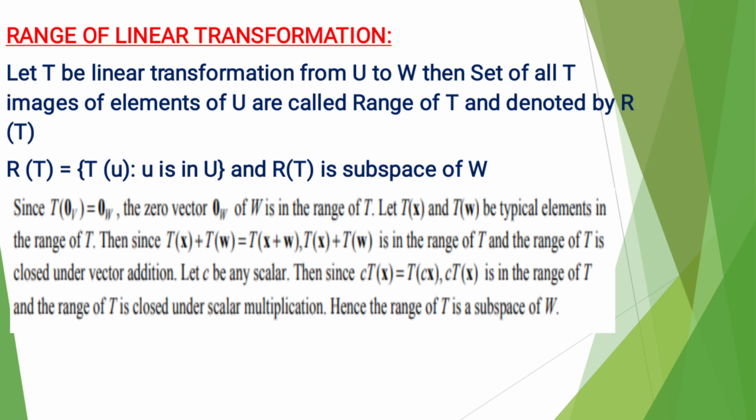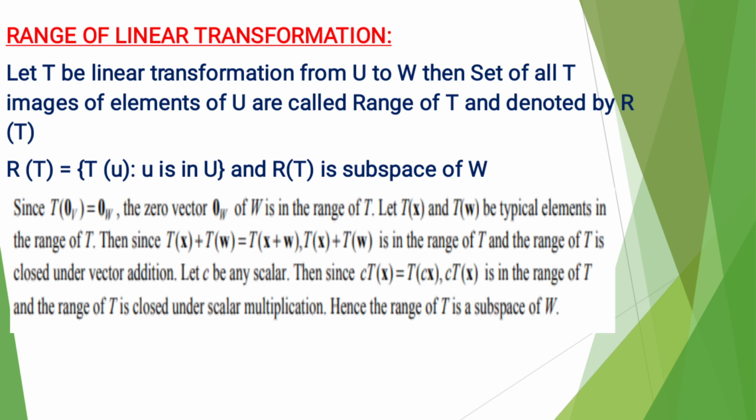Then the set of all T images of elements of U is called the range of the linear transformation. It is denoted by R of T. So here R of T is the set defined as T of u such that u is in U. Next, we know that R of T is a subspace of W.